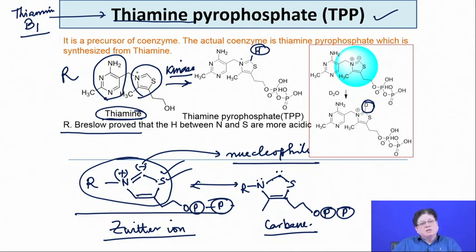So, this session concludes the chemistry of pyridoxal, and we have just initially proved the structure of thiamine pyrophosphate, which is the coenzyme form of vitamin B1, that is thiamine. Thank you.